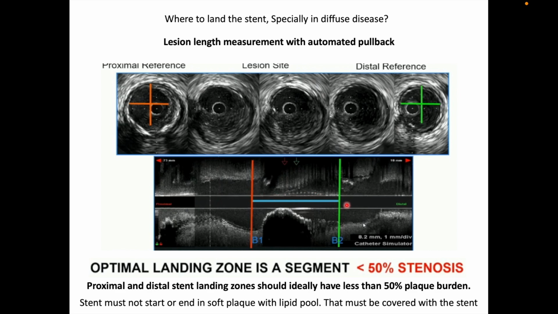Now, the optimal landing zone distally and proximally are the areas which have less than 50% stenosis. In other words, these landing zones should ideally have less than 50% plaque burden. So the stent must not start or end in a soft plaque with lipid pool, because the lipid pool is the one which is necrotic area, and that needs to be stented. You cannot end your stent or start your stent in an area which has more than 50% plaque burden, and especially if it has lipid rich core, you just need to cover that area. You can't leave it at the stent edge.